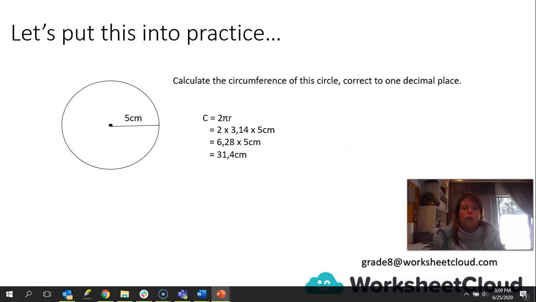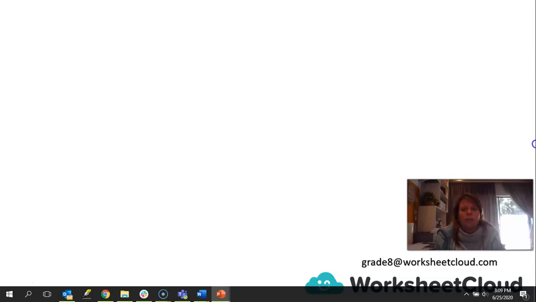All you need to do is you need to plug into your formula, substitute in, and you will get your calculations, and you work it out on the calculator. You could always do it in one step. It's not a problem, and you should get 31,4 centimeters when the radius is 5 centimeters.